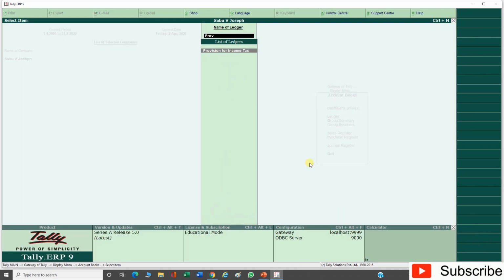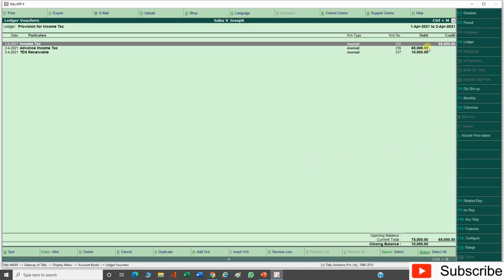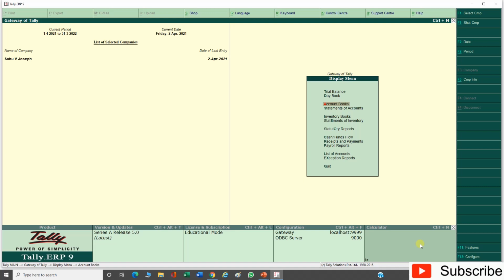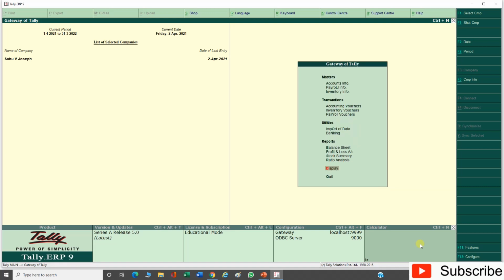Now go to provision for income tax. Now the provision for income tax account is showing a debit balance of 10,000. That is the amount receivable because we paid the excess amount to the government. 10,000 excess. That we have to get back from the government as the refund. So go to the next journal entry for recording the excess amount paid.